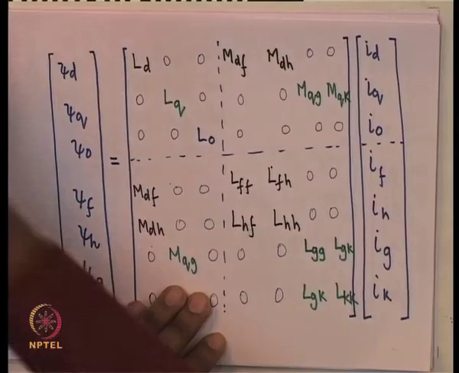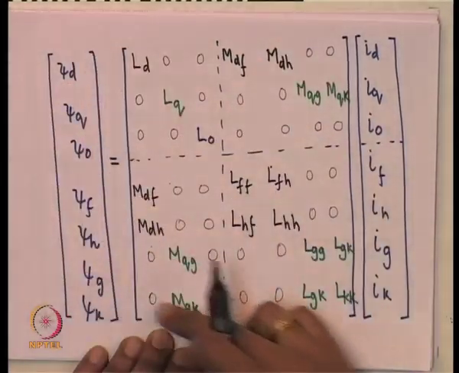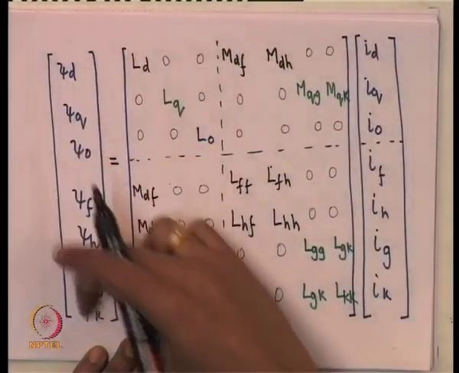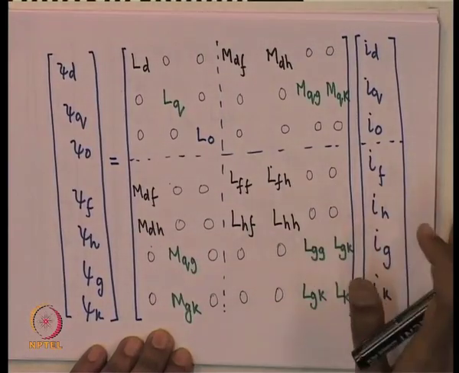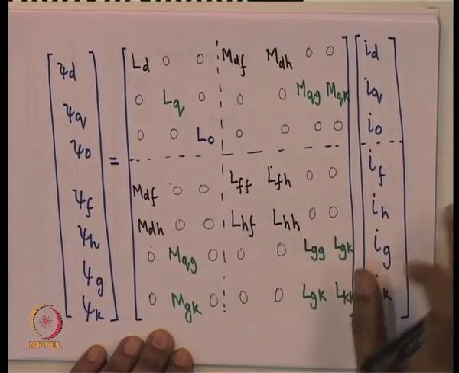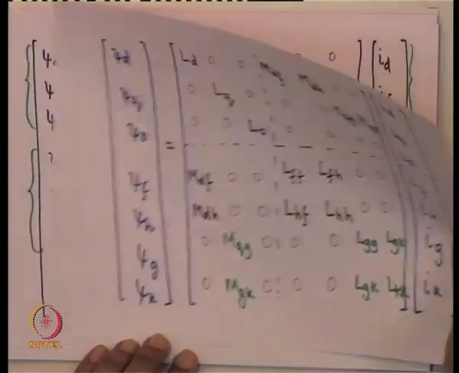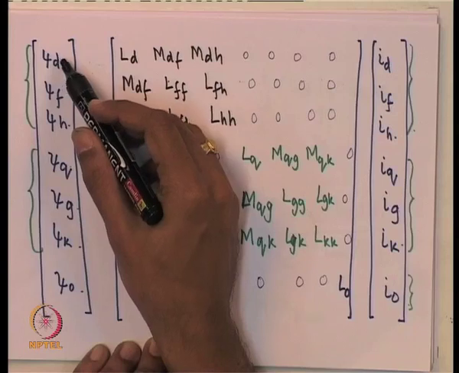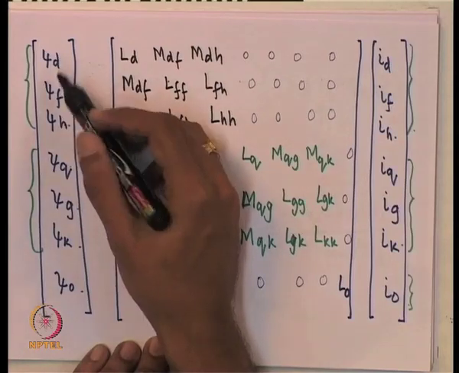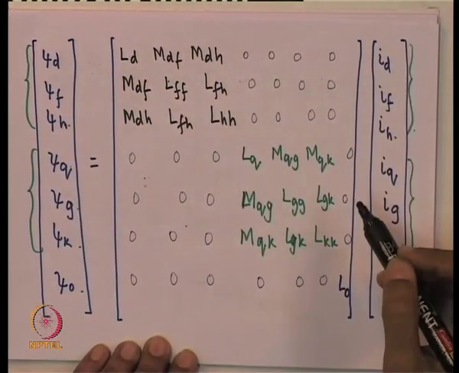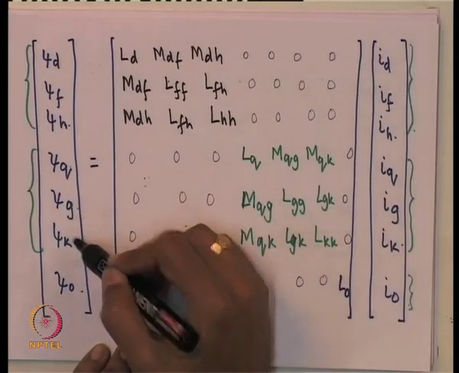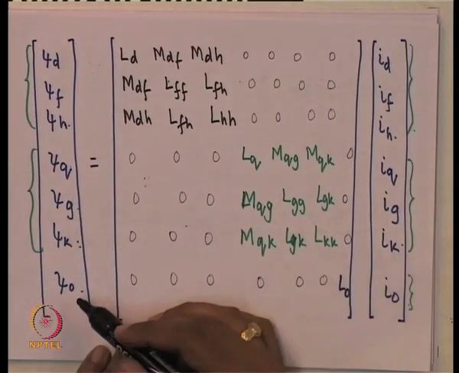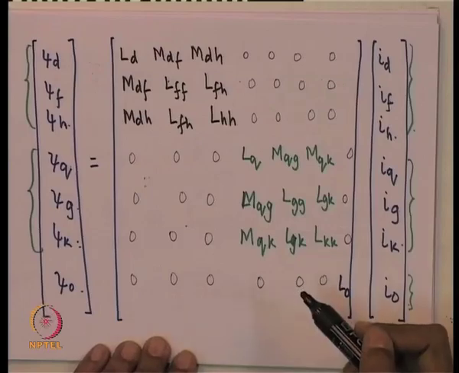but of course, when you go to the DQ0 frame of reference or the DQ0 variables, this relationship is like this and it does not depend on theta. In fact, you can aggregate all the windings on the d axis, that is the d, f and h windings are on the d axis, the direct axis, and the q, g and k are on the quadrature axis, and psi 0, of course, is the 0 sequence flux.